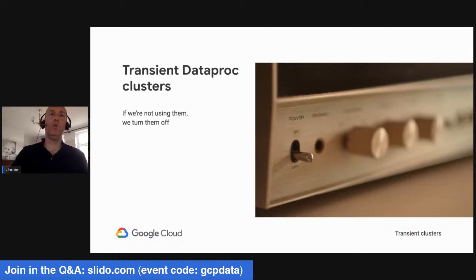So one of the cornerstones of what we do and what I'm going to talk about today is this thing that we call transient Dataproc clusters. Google actually referred to them as ephemeral Dataproc clusters. Why we used a different name, I don't know, but essentially they're the same thing. And what that pretty much means is if we're not using these clusters, we turn them off. And I'm going to talk a little bit about how we do that.